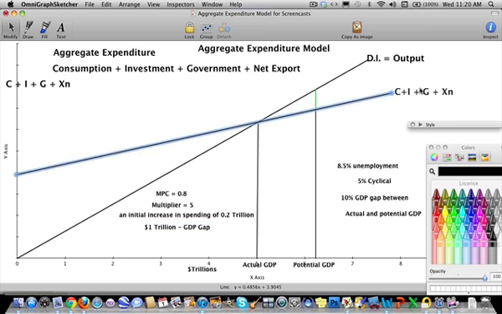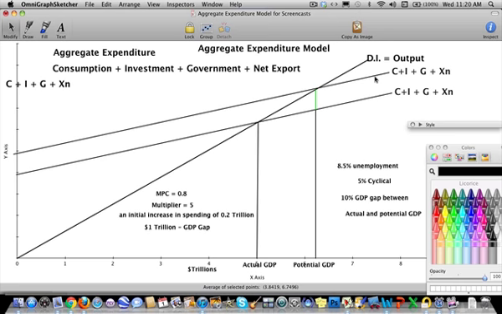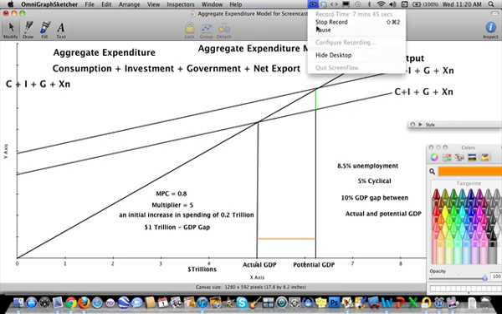And how does it look visually? Well, this is the increase of $0.2 trillion. And horizontally, we're going to see an increase. If I draw it in orange or whatever, this increase from here to here is a $1 trillion increase. And that's, again, if we're assuming an MPC of 0.8, so a slope of the consumption line of 0.8.